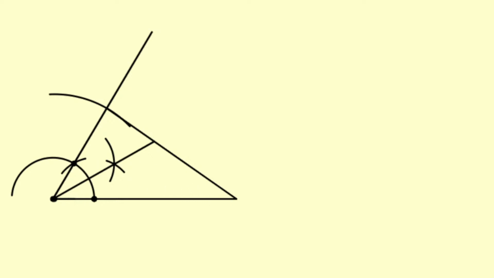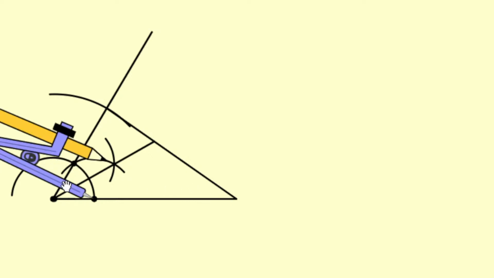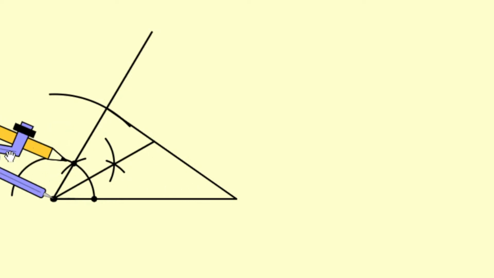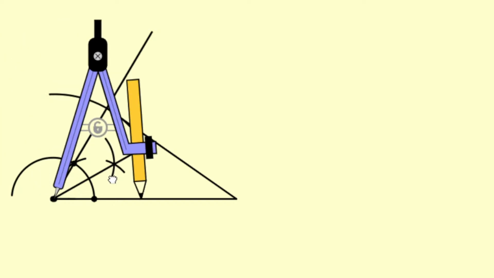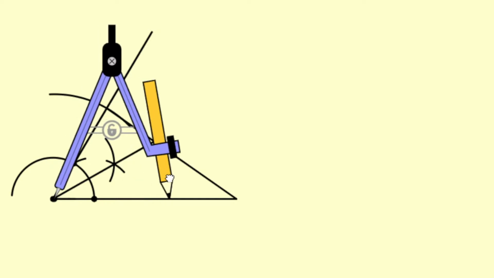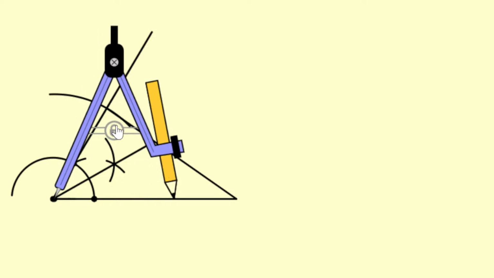From B and C means we have to draw the perpendicular bisector of BC. For the perpendicular bisector, you have to keep your compass at point B and open your compass more than half of line segment BC. I have adjusted my compass now. Keep your compass at point B and open it more than half the length of line segment BC.